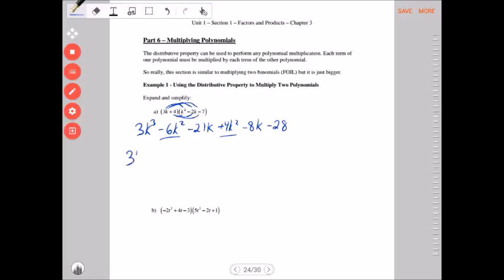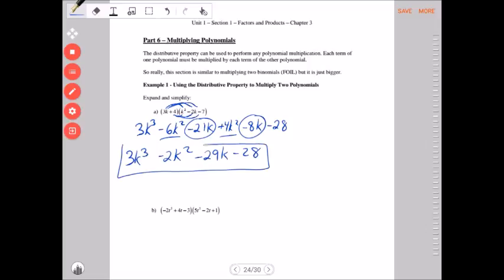So look, 3k cubed, it's all by itself. Minus 6k squared plus 4, so minus 6 plus 4 is minus 2k squared. Then the k terms are also alike. So negative 21k minus 8k. Negative 21 minus 8, that's negative 29k. And then the minus 28 has no like terms. So that is our final answer.